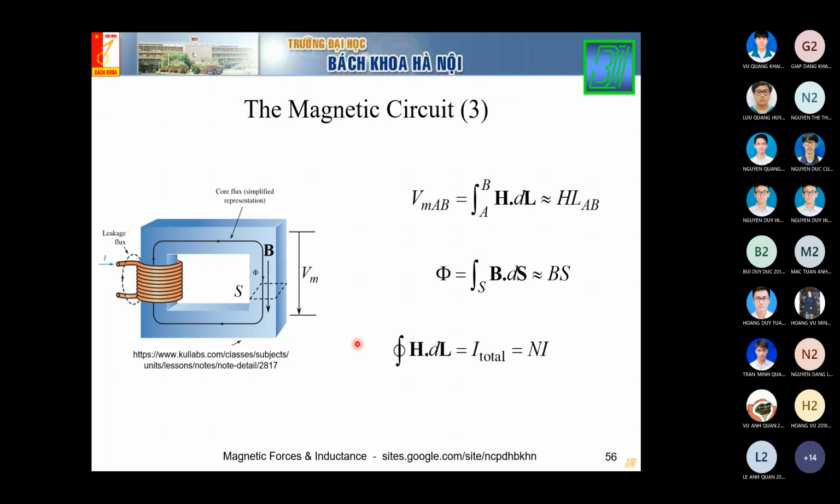And the last one is Ampere's law. If we take the integration of H dot dl along the average line of the coil here, the result will be the total current flowing through the closed line here, and that is the number of turns N multiplied by the current I.